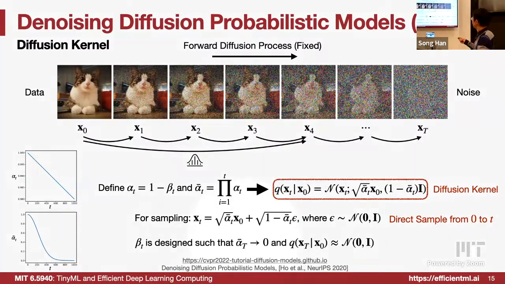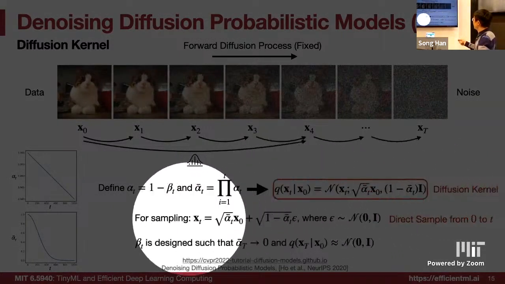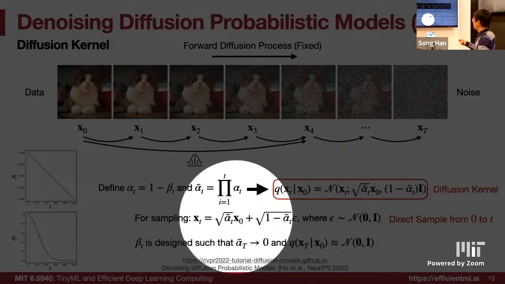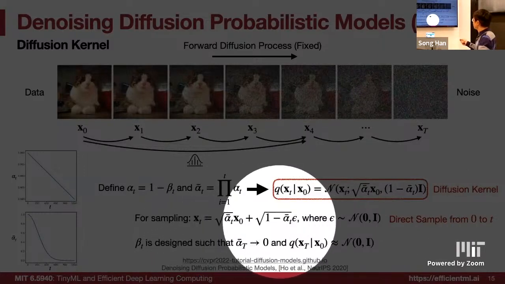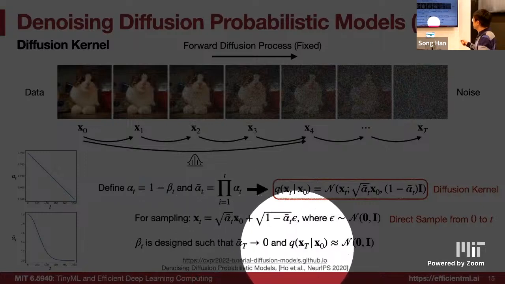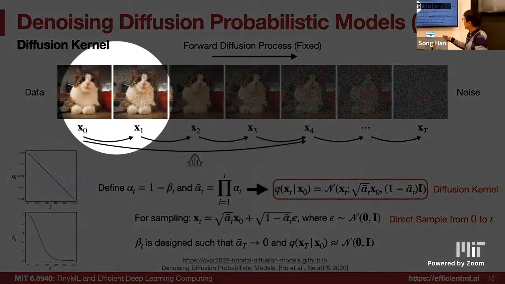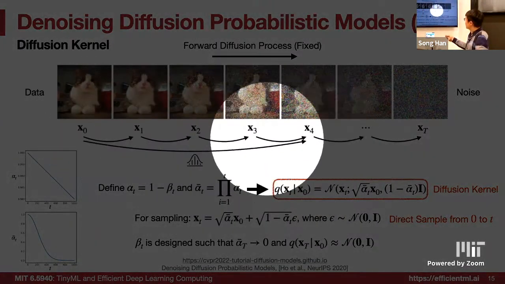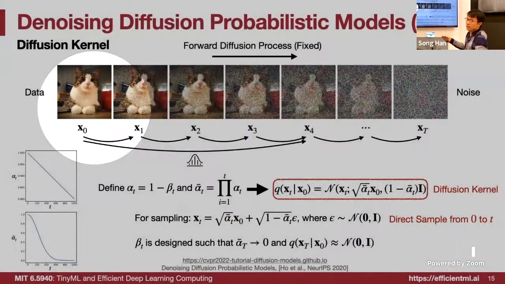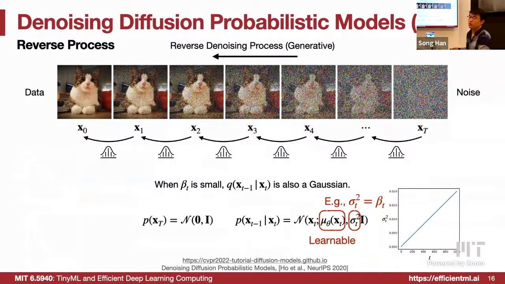So we define this relationship between xt and x0 as the diffusion kernel. For sampling, xt is equal to the relationship between x0 and the noise. Beta is designed such that when alpha t is close to 0, the distribution is close to the normal distribution. So given any time step t, we can now represent it as a function of x0. That's the forward process, gradually adding noise. We can define any time step with respect to the first time step 0.